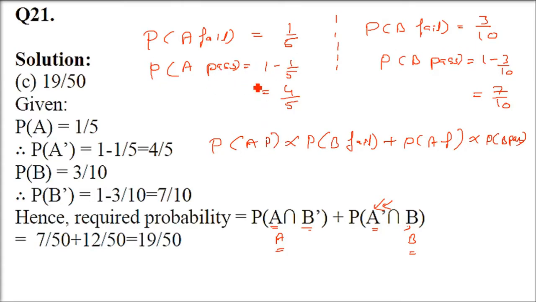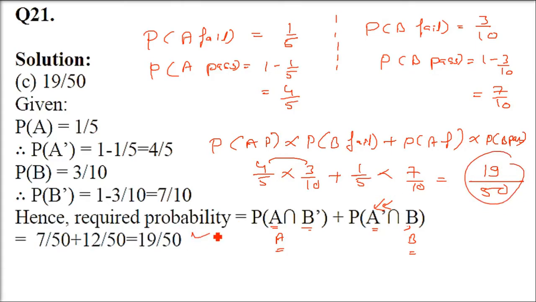So let us use this probability. This is 4 by 5, B fail is 3 by 10. Add them. Now A fail, so 1 by 5, B pass, so that is 7 by 10. So this is going to be 50 in the denominator, 4 times 3 is 12, 12 plus 7 is 19. So 19 by 50 is the probability.